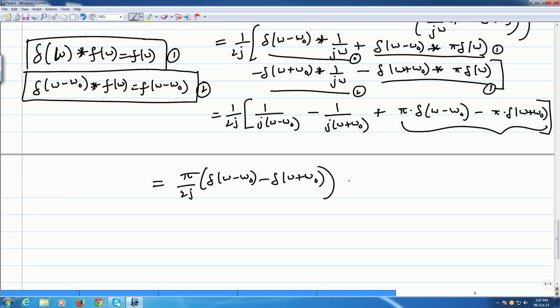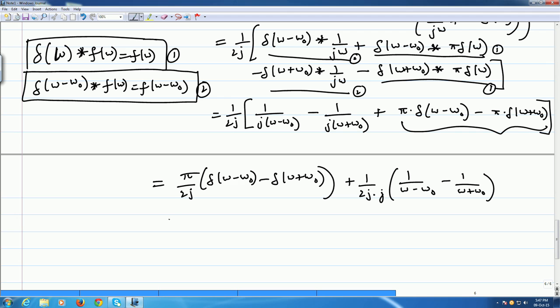And then you have the other term for which I get plus 1 by 2j times j. Okay, the j will come out, and then I have 1 by omega minus omega naught minus, is there a minus? Yeah, minus 1 by omega plus omega naught.